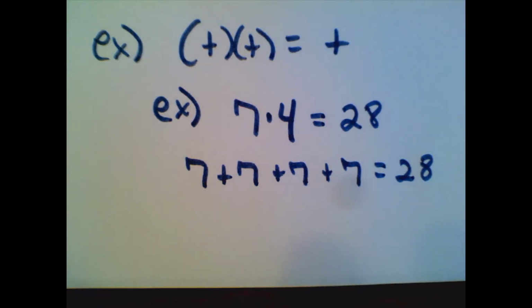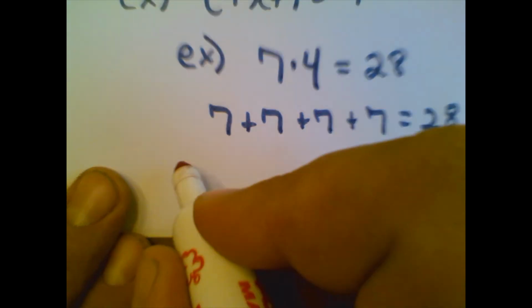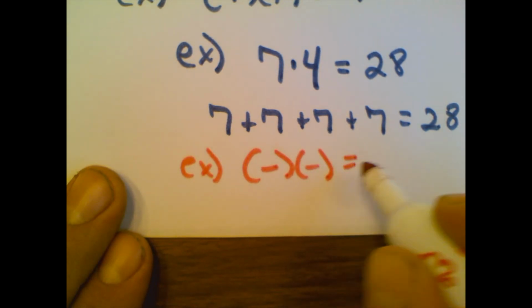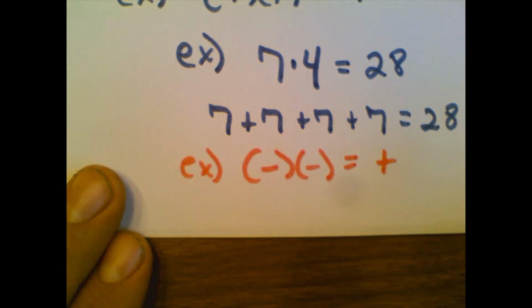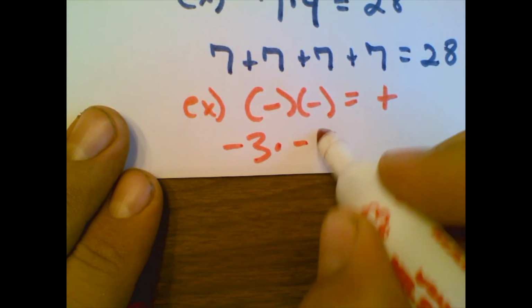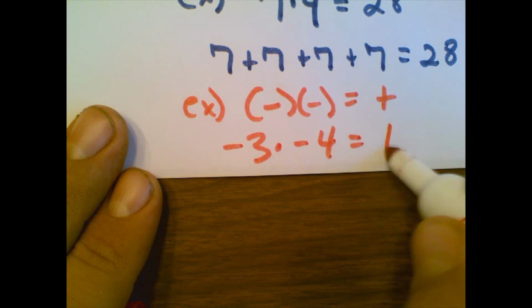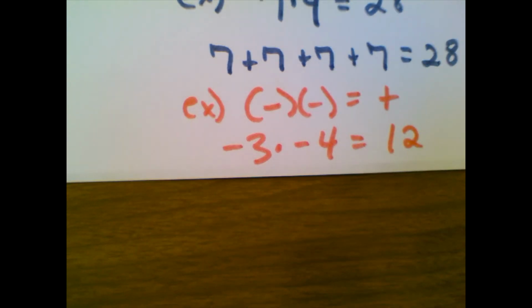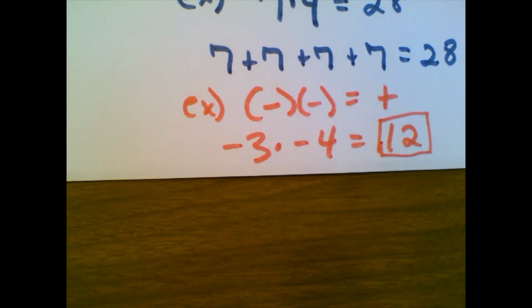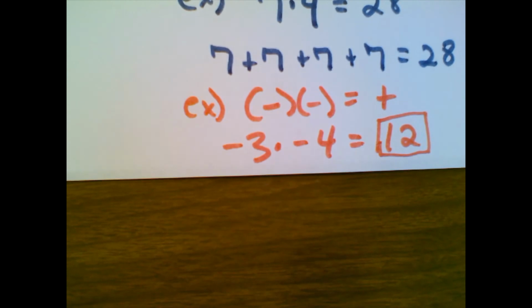Okay. Probably the most confusing is a negative times a negative, and that's the last case we're going to look at. So a negative times a negative turns out to be positive. Okay? So for example, negative 3 times negative 4 is going to be 12. That's just one rule we're going to deal with. So negative times a negative is positive. Stuff you probably already know, maybe just need a refresher.